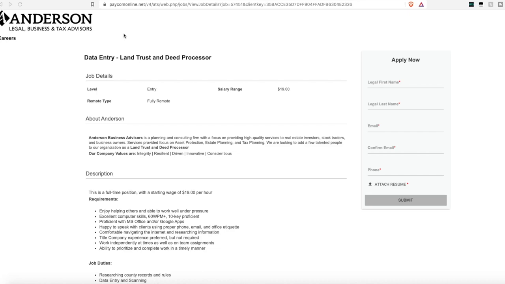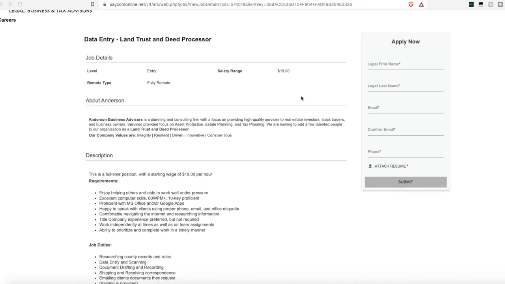Today's job lead comes from the company Anderson Legal Business and Tax Advisors. They are hiring someone to work fully remote from home. This is for my United States folks only. They are looking for someone to do data entry, land trust, and deed processor. They do pay $19 an hour.